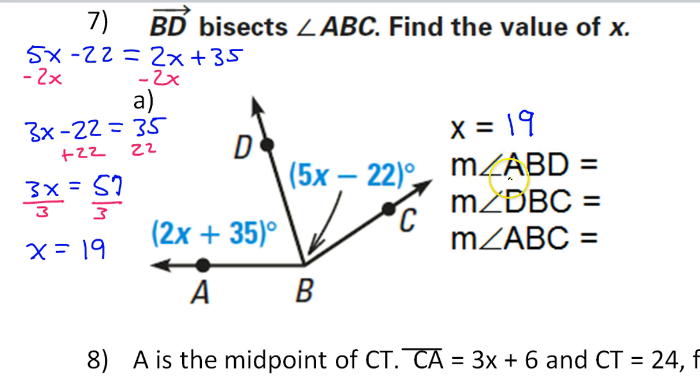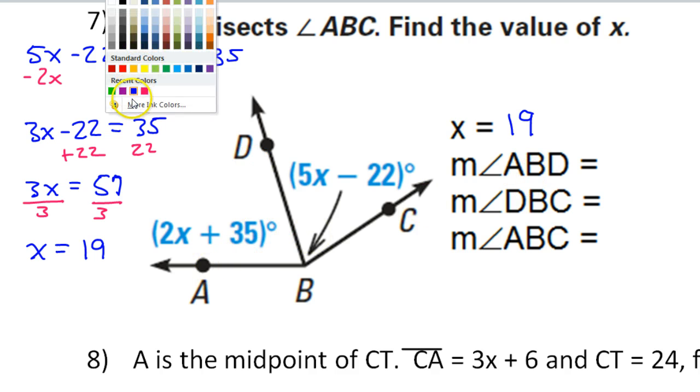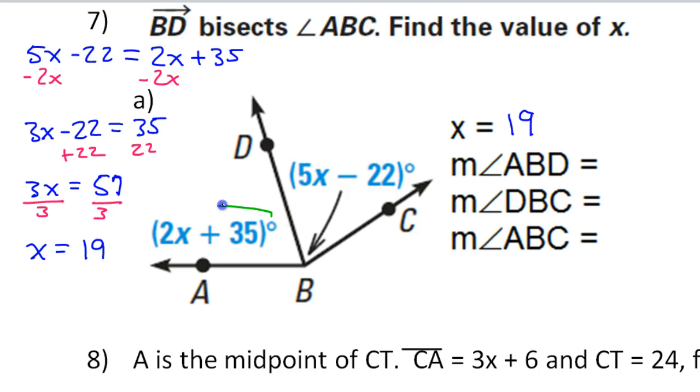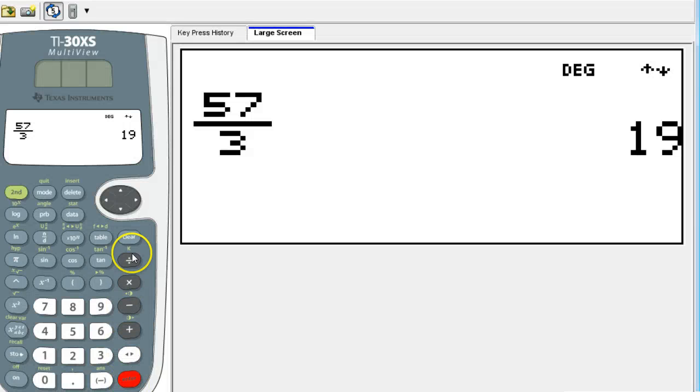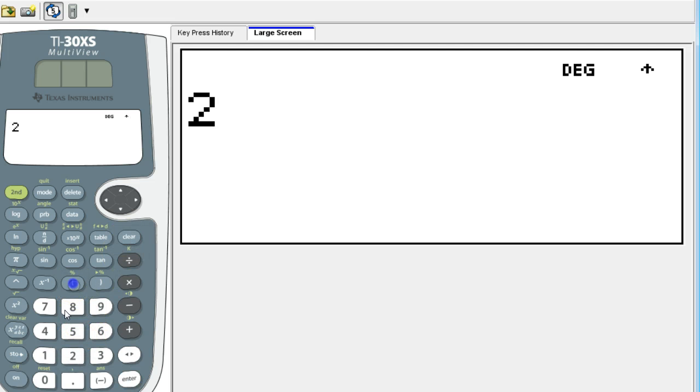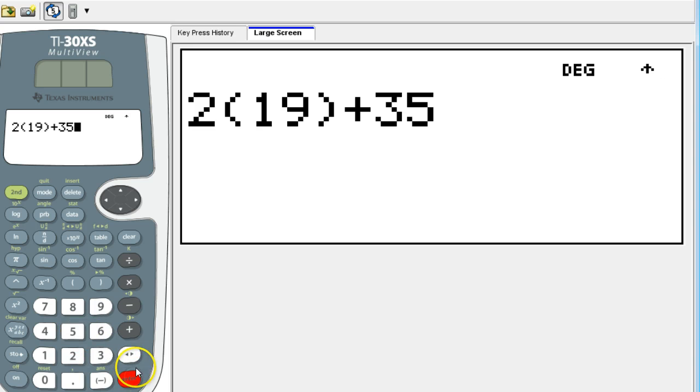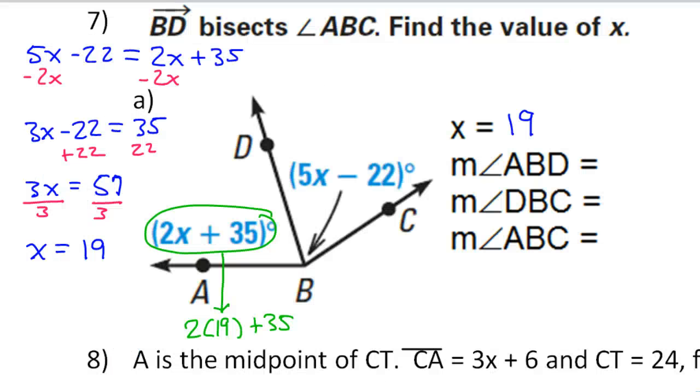Now the angle ABD, that's this angle right here. Now that we know that x is 19, this is going to become 2 times 19 plus 35. That's 73 degrees.